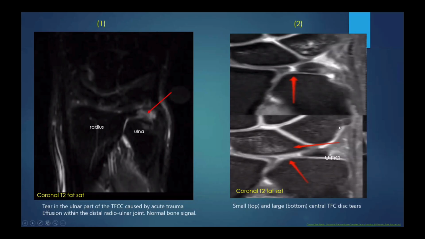The second case represents a small and large central triangular fibrocartilage tear. Actually, the triangular fibrocartilage tear, they have a Palmer classification, and it describes each tear location of the tear. You should revise it later.